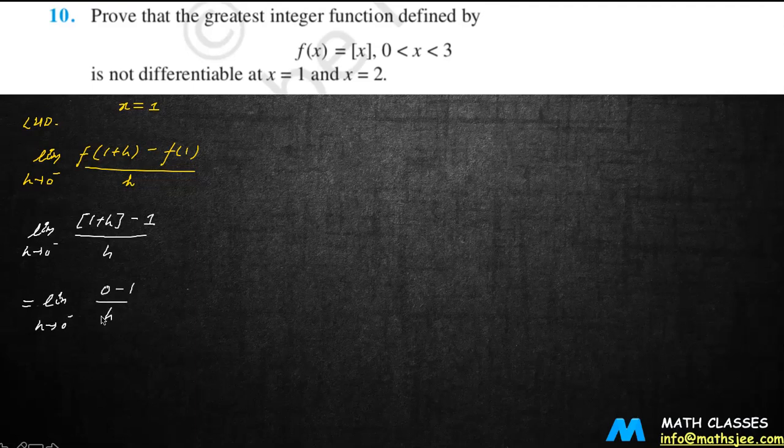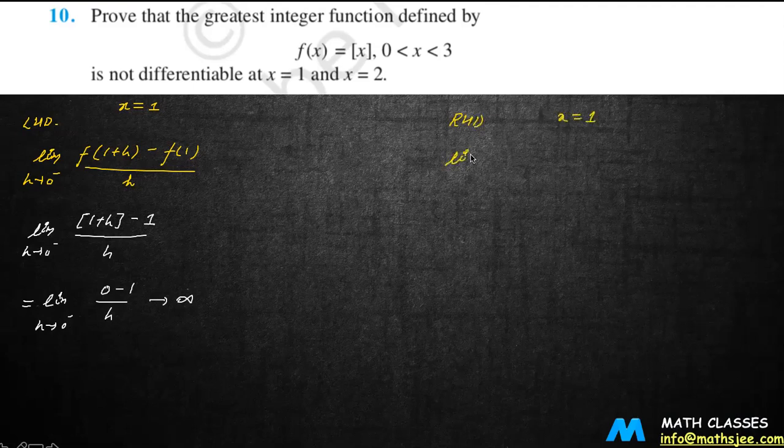But we know that h is approaching from the negative side. So h is approaching minus 0, so it will be approaching infinity, right? Because that will be of the form 1 by 0, right? This is about the left hand derivative. Now let us see whether the right hand derivative is what at x equal to 1.